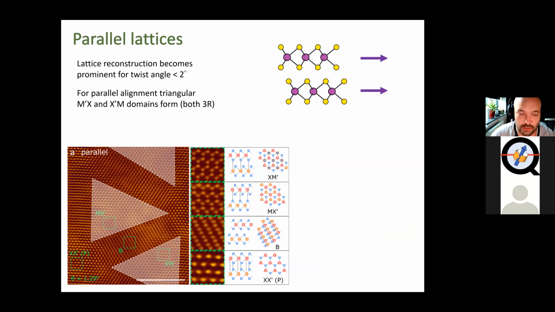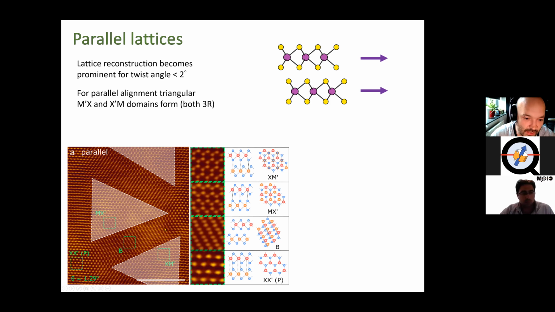For the parallel configuration, we have triangular domains forming. That is very similar to twisted bilayer graphene. If we zoom in into these little regions, there is the commensurate stacking region. We called it MX prime, which is basically metal in one layer aligned to the chalcogen in another layer. And the next triangle would be a mirror image of that. So that would be chalcogen in one layer aligned to metal in another one.